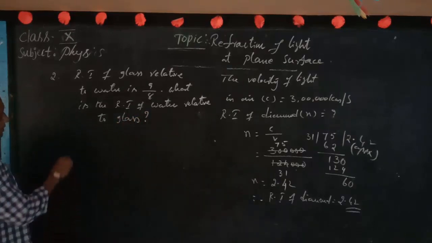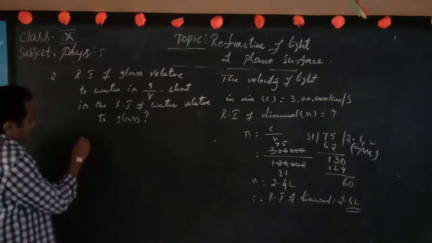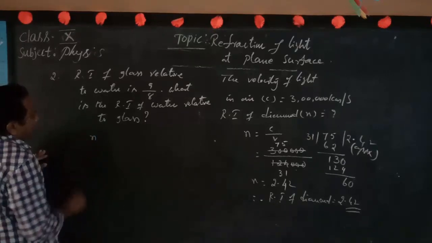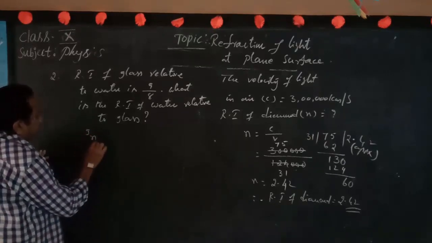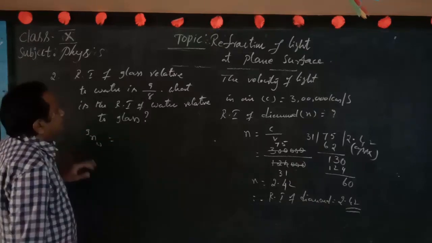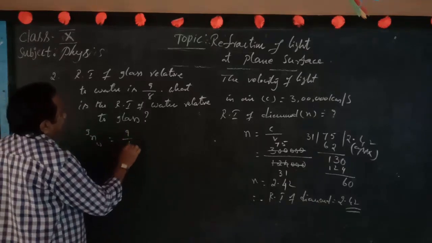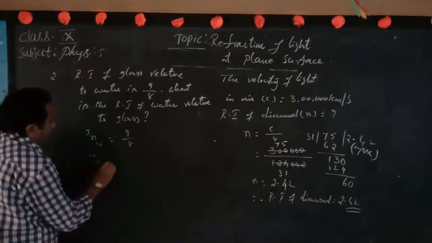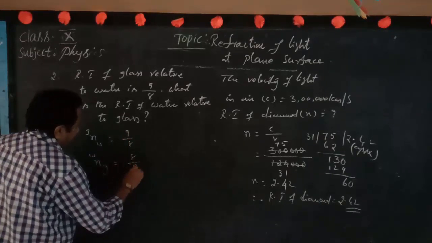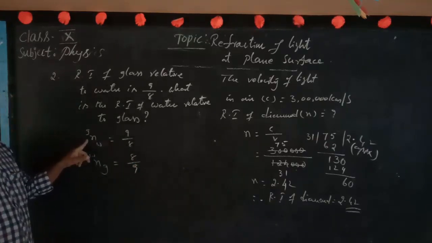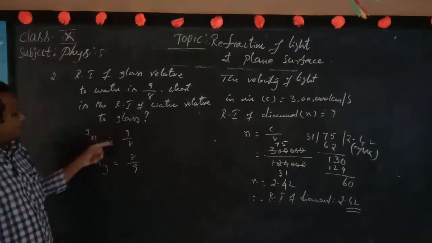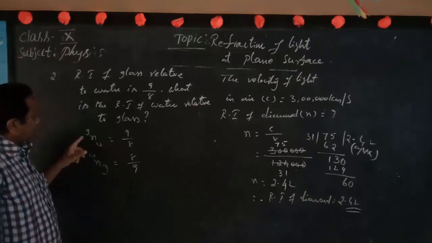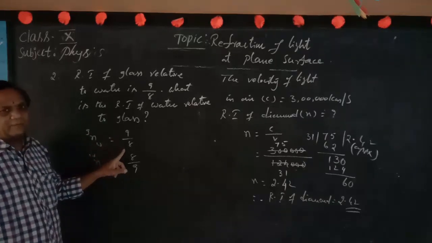Now here, the refractive index of glass, that is, refractive index means n. The refractive index of glass with respect to water is given as 9 by 8. Then the refractive index of water with respect to glass, we just have to change the fraction. Very simple. Water compared to glass becomes 8 by 9. Glass with respect to water becomes 9 by 8.